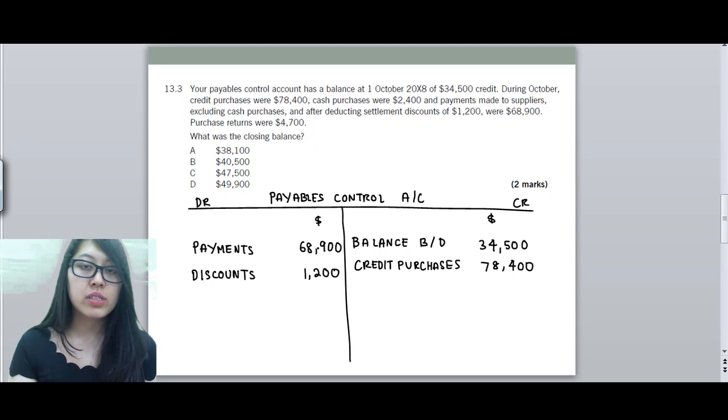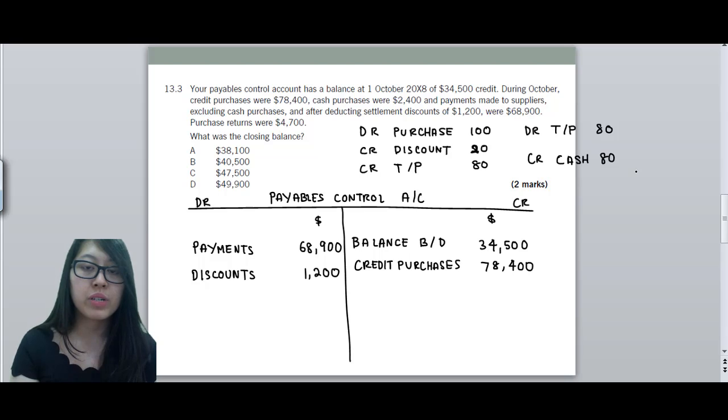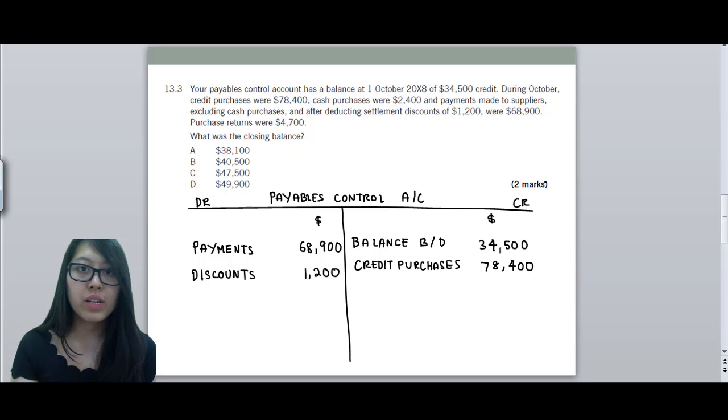The reason why we need to still include discounts, even though it already says after deducting settlement discounts, can be seen from my example of a double entry right over here. So for example, I bought something for $100. So this is the original purchase price. After receiving the discount, I only owe my trade payable $80. So finally, when I do pay for my trade payable, I'm going to be paying them the $80. Now this is also still after deducting the settlement discount, but we have originally recorded the purchase at 100, so we still need to reflect how much discount we have received to purely show why we have paid our trade payable at only $80. Next, purchase returns were $4,700.